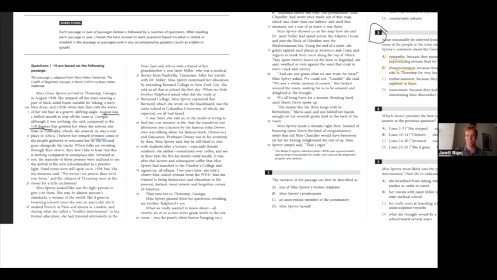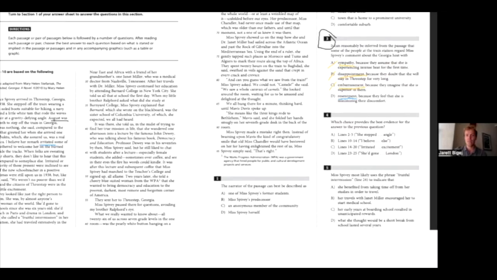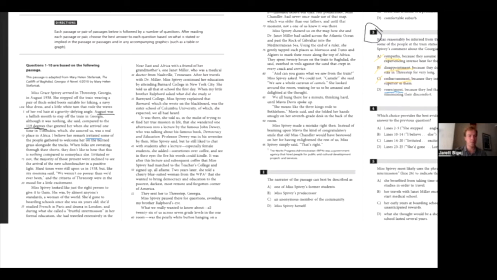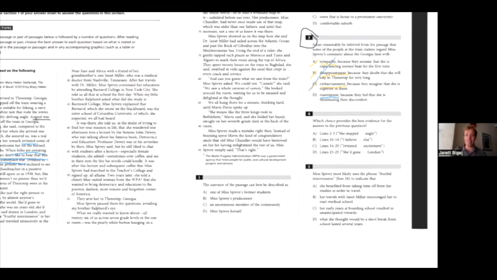But let's take a look at the correct answer. D, resentment, it says, because they feel that she is minimizing their discomfort. We have the clue right here. People don't like to hear that this is nothing compared to someplace else when folks are sweating through their shorts. We have already eliminated the first 3 options, and we have seen that D is in fact the correct answer. So this is just a process of elimination.